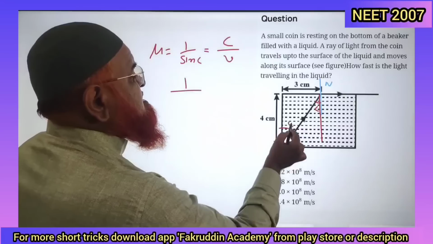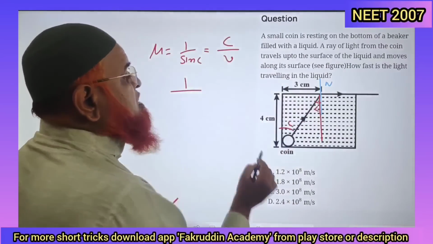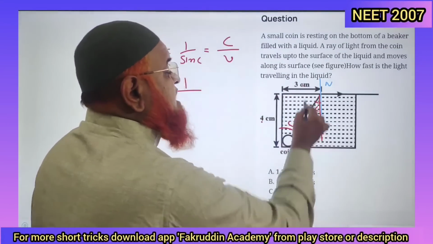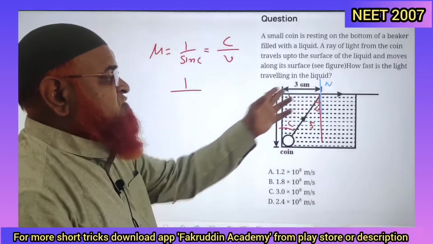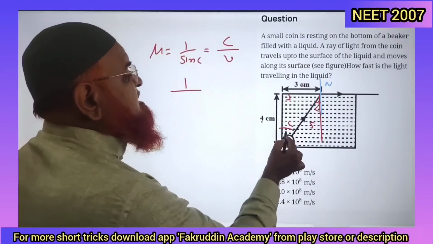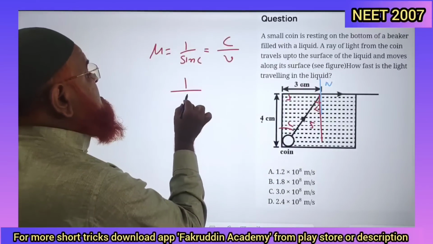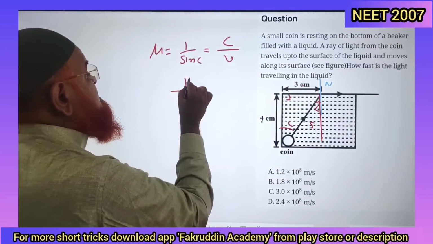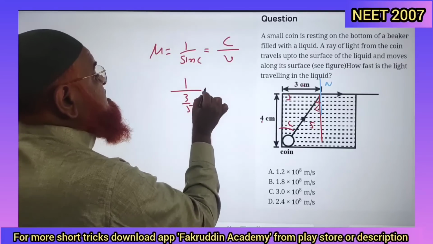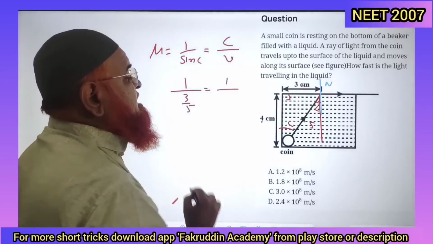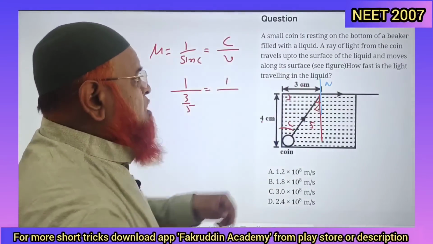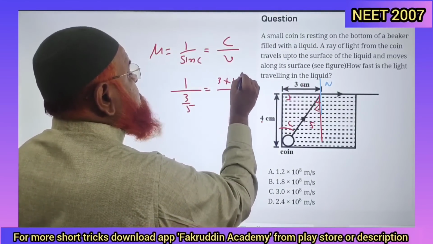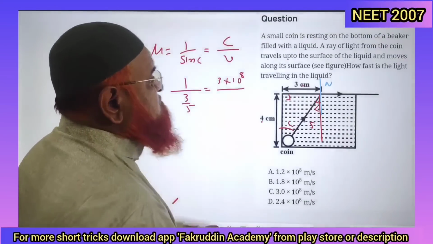Sin C is nothing but opposite side by hypotenuse. This is 4, this is 3, this is 4, means this is 5. According to Pythagoras theorem, 3, 4, 5. Sin C is nothing but opposite side is 3 and this is 5. So you can write this 5 in the numerator, and this is going to be 1 by C by V. What is C? You all know C is nothing but 3 into 10 power 8 divided by V.